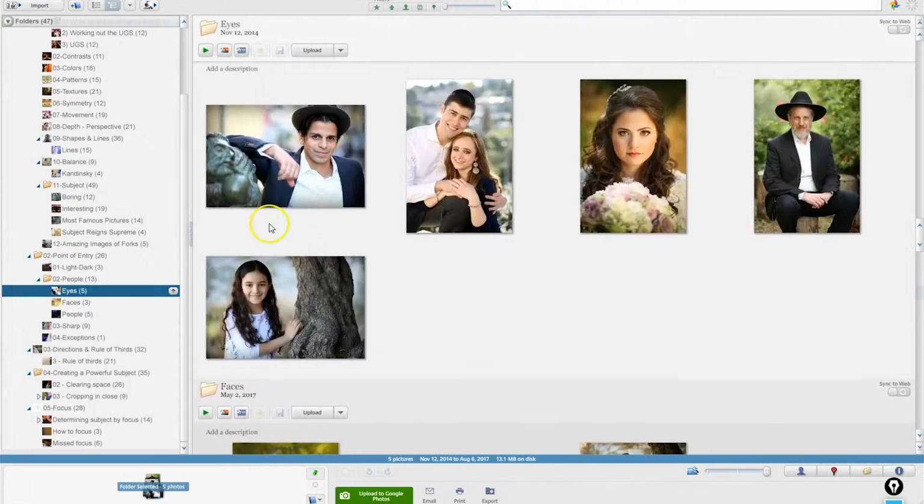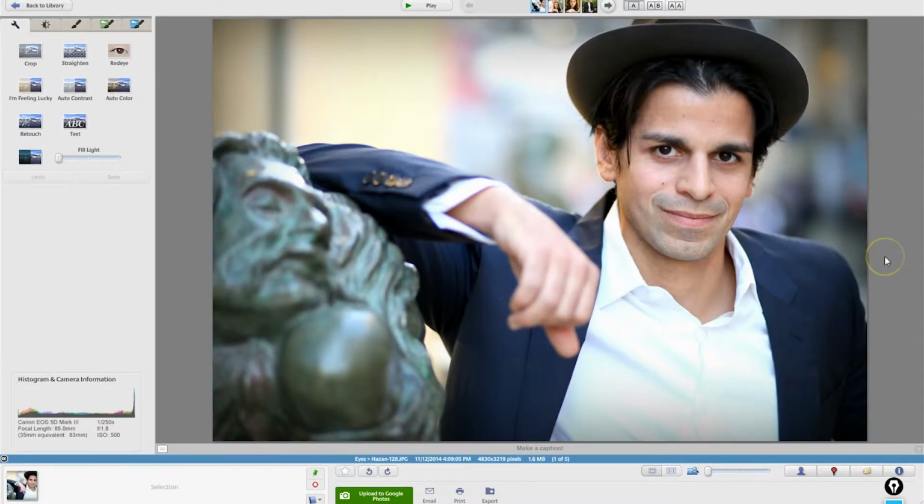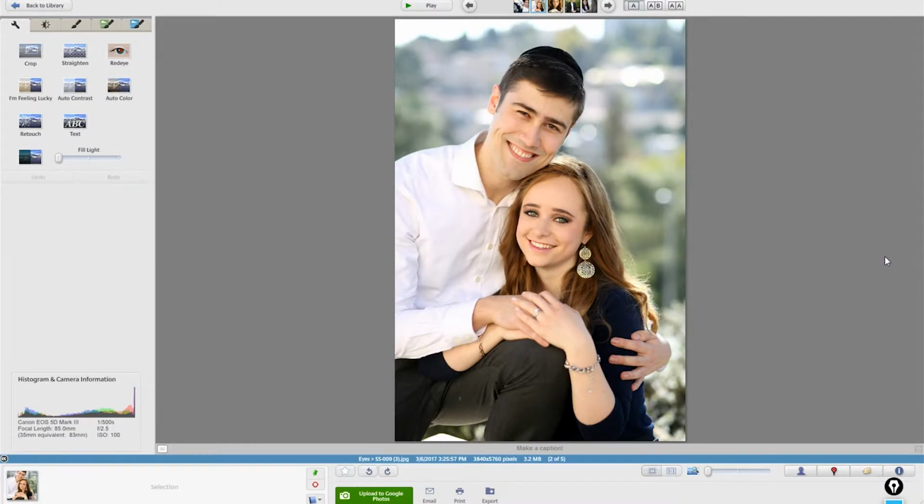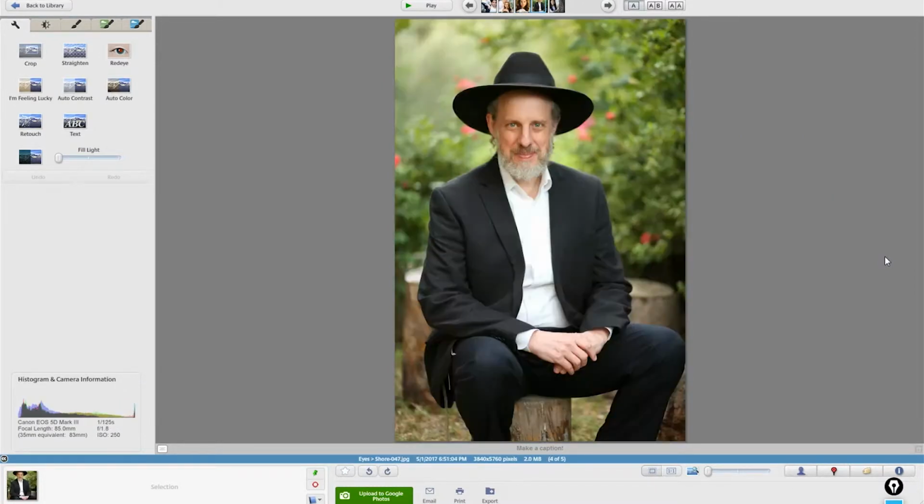And these are images where we can see the face very clearly, and you'll notice that your eye is immediately drawn to the eyes without any question.